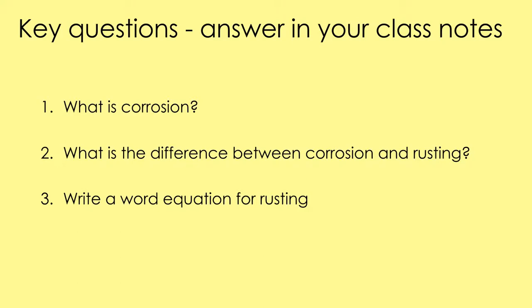Right, here are some key questions that you now need to answer in your class notes. Either write it in your class notes or write it on a piece of paper and upload a photo. The questions you need to answer are: what is corrosion? What's the difference between corrosion and rusting? And also write a word equation for rusting.